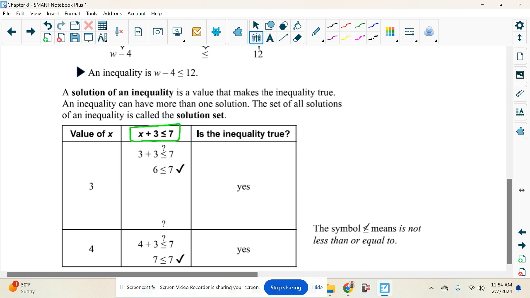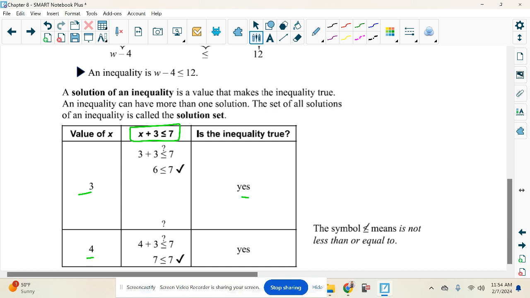And then they give us different values for x. They plugged in 3 for x, so they did 3 plus 3. Well, what's 3 plus 3? 6. And it's saying 6 is less than or equal to 7. Is that true? Is 6 less than or equal to 7? Yes, so it is a solution.